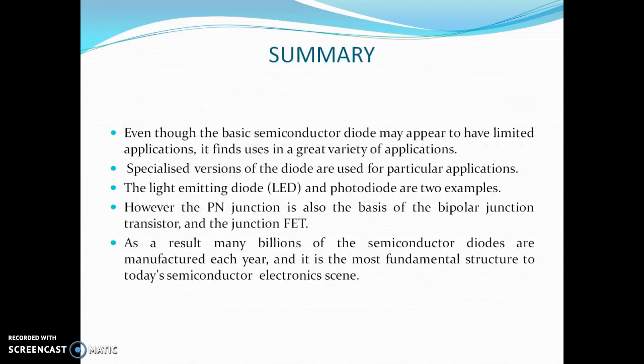So, I can summarize the content as the basic semiconductor diode is having only limited applications, but by doing some specialization we can make the diode for any different particular applications. I could say LED and photodiodes are the two well-known examples. p-n junction is also basics of bipolar transistor and junction FET. As a result, many billions of semiconductor diodes are manufactured each year.